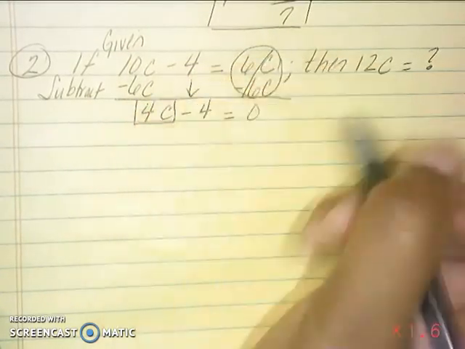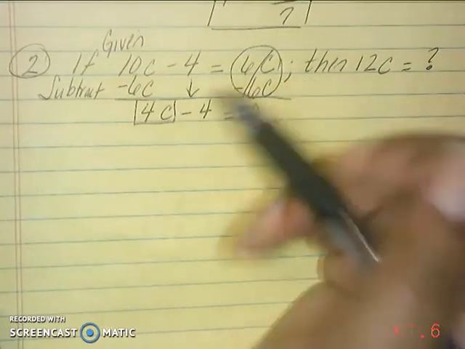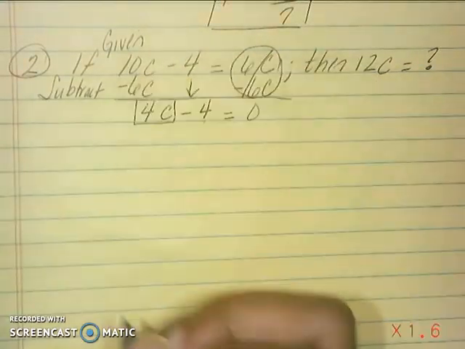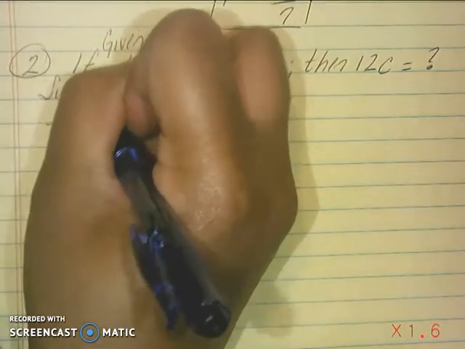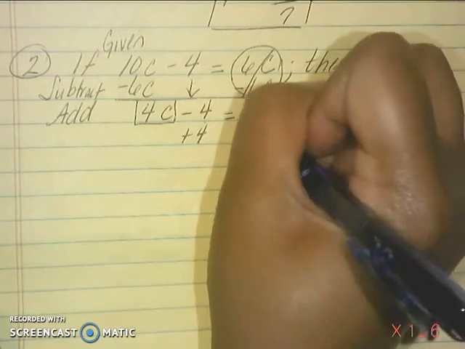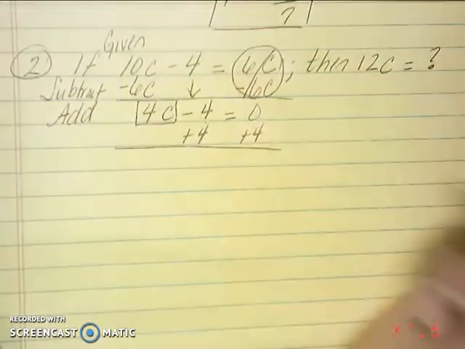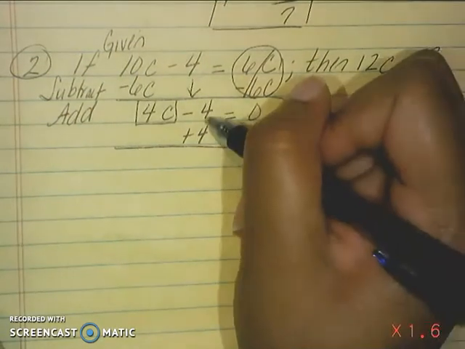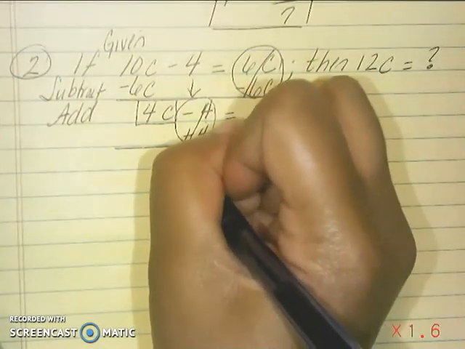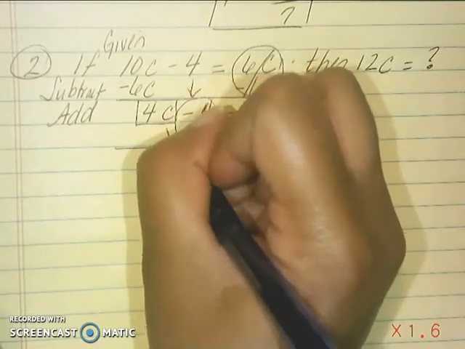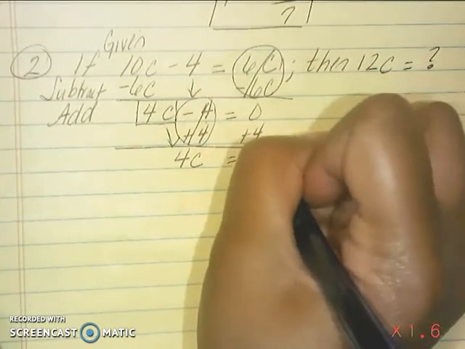Solving for c, I want to do the opposite of subtracting 4. So then I should add 4 to both sides, creating a 0 here. I've just gotten rid of that 4. So I have 4c, bringing it down, is equal to 4.